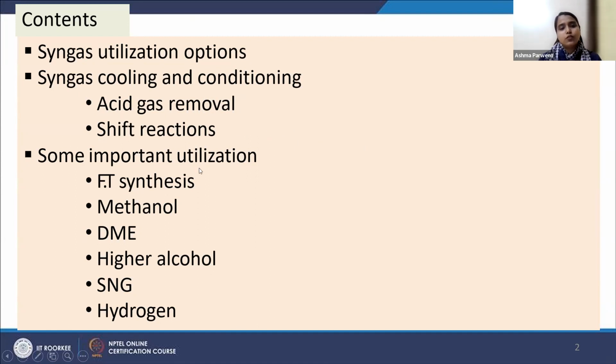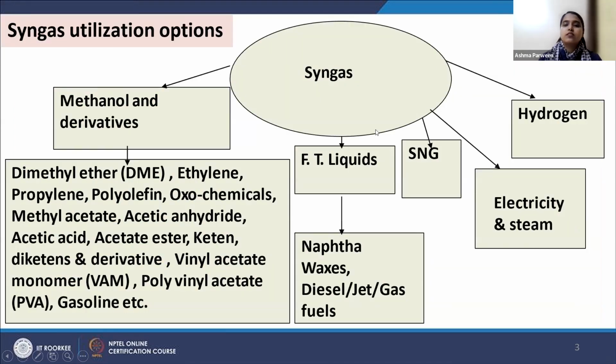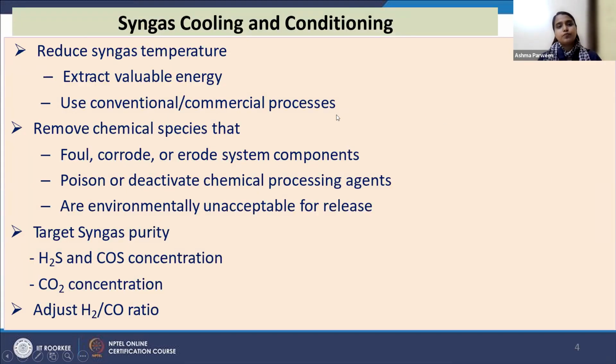Some of the uses of the syngas are: syngas is used to make methanol, FT synthesis, DME, higher alcohol, SNG or hydrogen. So here is syngas. It can be used for making hydrogen, electricity, SNG, FT liquids, methanols and derivatives. Next, first we need to reduce the syngas temperature. Then we need to remove certain chemical species like H2S that can corrode or foul the system components.